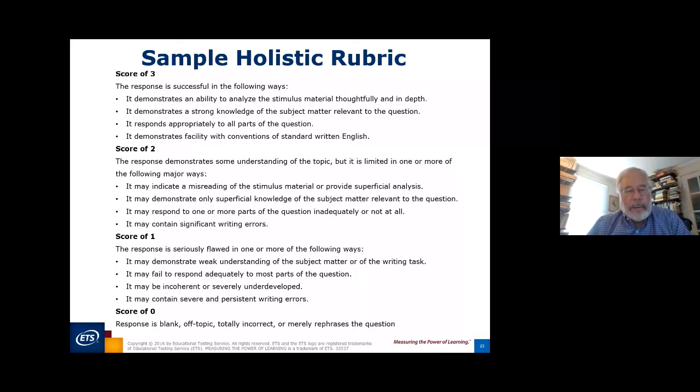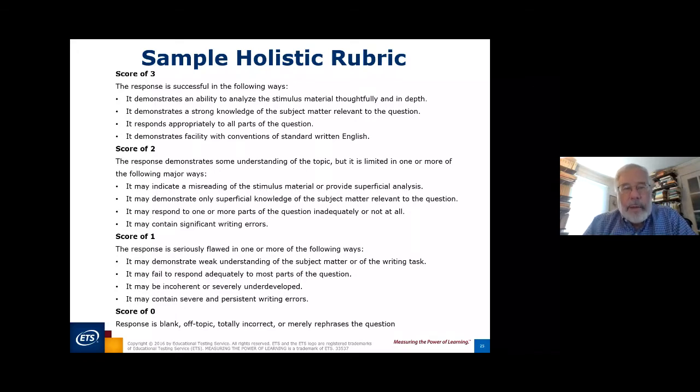bullets that are parallel. So the first bullet under a 3, ability to analyze the stimulus thoughtfully and in depth. A 2 might have a misreading of the stimulus or might be superficial analysis. And a 1, weak understanding of the matter. So you can see these rubrics are very carefully constructed so that there's a series of bullets with descriptors hierarchically arranged. So a 3 has the best, a 2 has something weak, a 1 even more so.